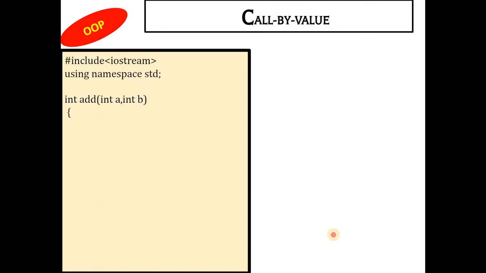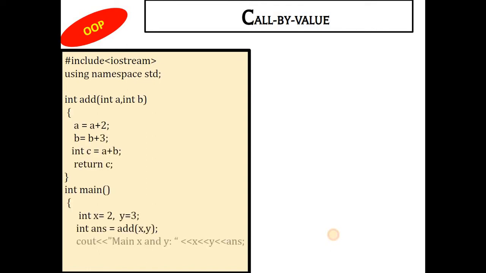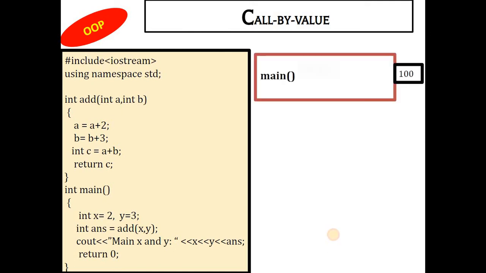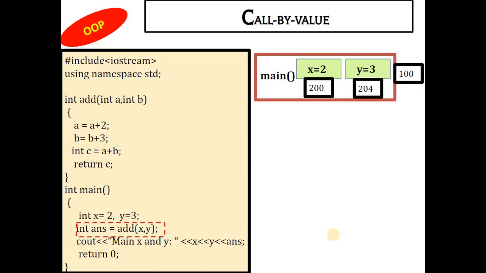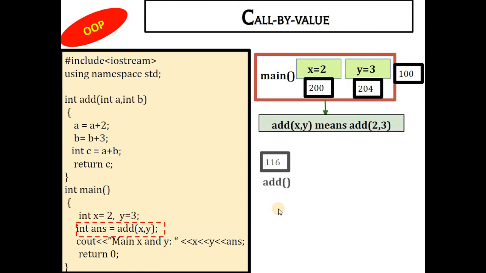Now this is the call by value program which we have seen, where if you change the value of a, with a equal to 2 and b equal to 3, and return c, main has x equal to 2 and y equal to 3 at location 204. When you write add x comma y, a new memory address is generated for the add function at 116, where a is copied with value 2 at location 300 and b is assigned the value 3 at location 304.